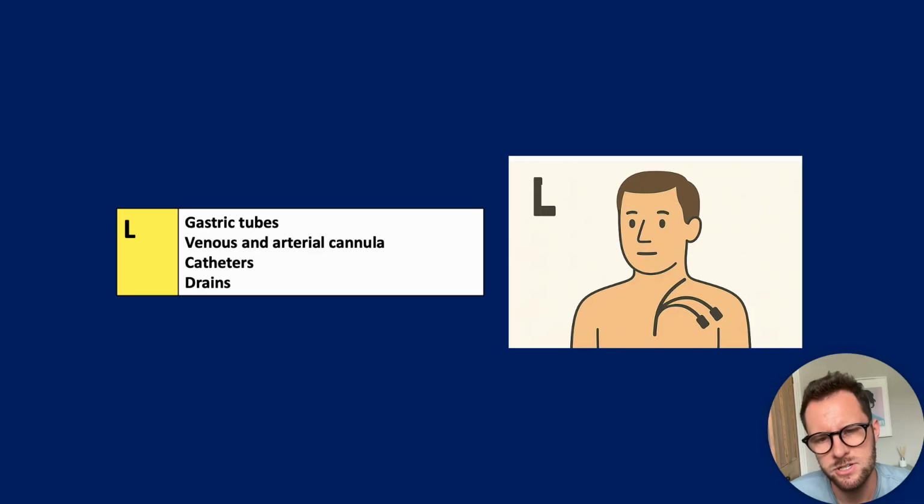And finally, look at the patient's lines. These could be gastric tubes, venous and arterial cannulas, catheters or drains. How old are these lines? Is there an infection risk? Does the patient need escalation of these lines, for example, a cannula escalated to a central line to optimise delivery of fluids?